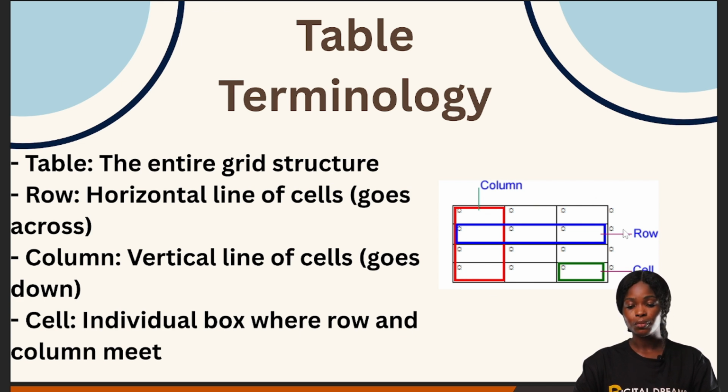Now what is a row? It is the horizontal line of cells. It goes across. You can see the blue line here. It shows that it is a row. You know how your row goes this way, just horizontal, while the column is this way, vertical. You can see the red line showing you that you are talking about the column.